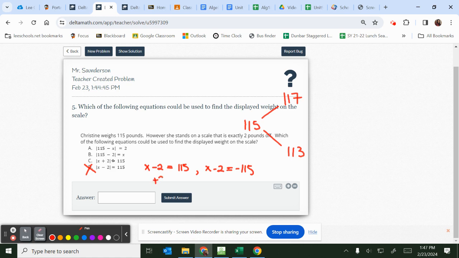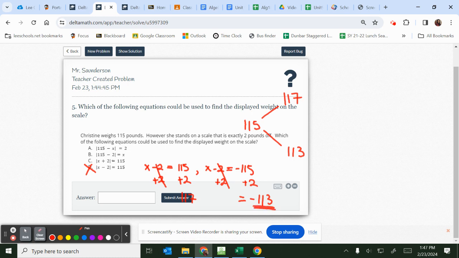Because if I add 2, yes, I would get 117. However, if I add 2 here, that would cancel, and I would get negative 113. But your weight can't be negative. Nobody can be negative 113 pounds. So because of that, this one is out.